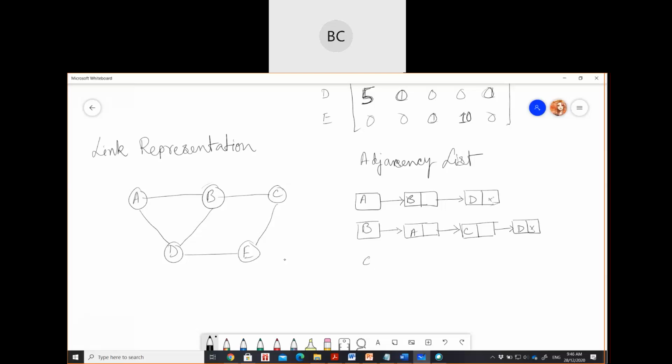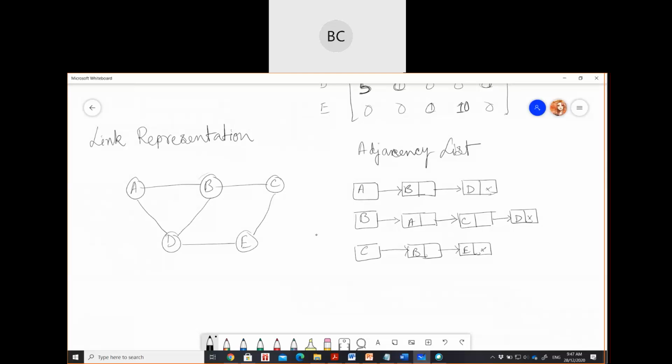Next is C. For C, you can go to both B and E. Next is D. From D, you can go to A, B and E. Three nodes you can go to. So the last node is E. From E, you can go to C and D. Is it clear to you guys?